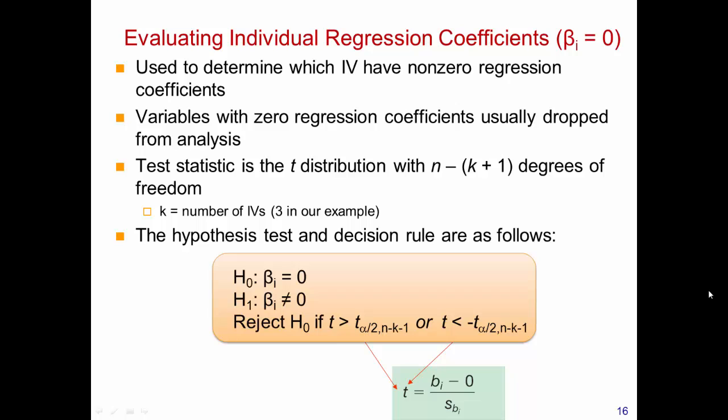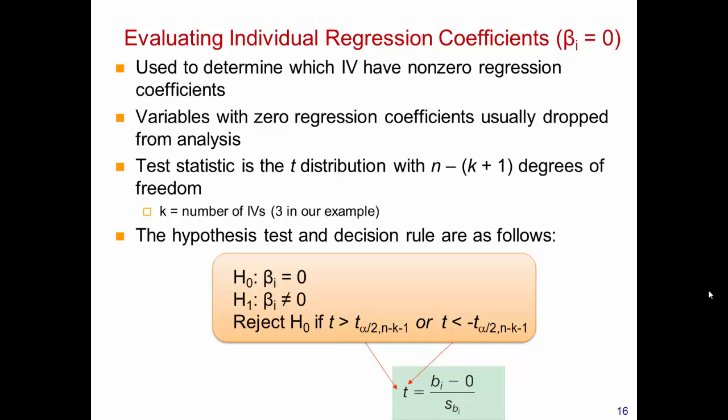Okay, so far we've determined that our overall model is significant. At least one of our coefficients is significant. Woohoo! Now we'll determine which coefficient or which coefficients are significant, in other words, which coefficients are adding to the predictive value of the model. This test is used to determine which independent variables have non-zero regression coefficients. The variables that have zero regression coefficients are usually dropped from the analysis, and then we rerun the whole regression with all of the remaining independent variables.